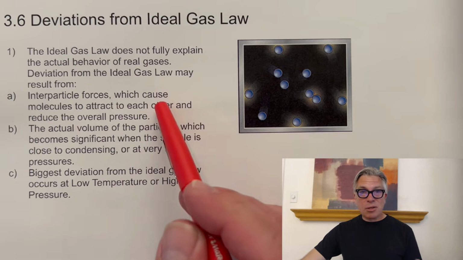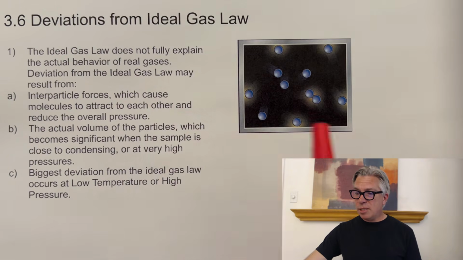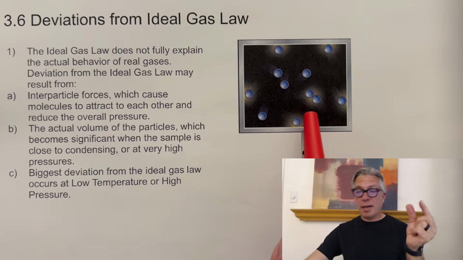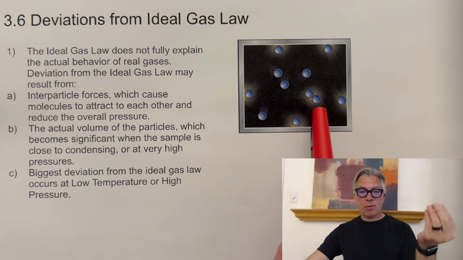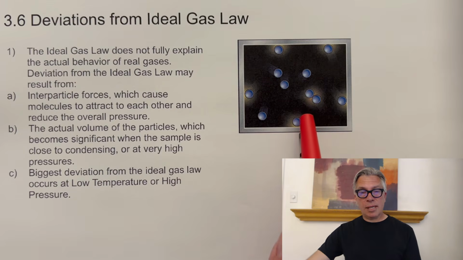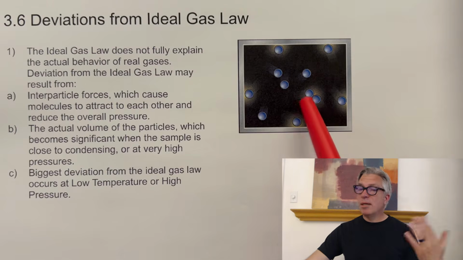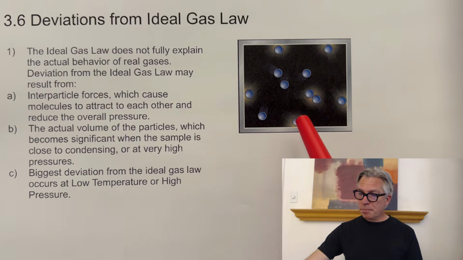They all have interparticle forces. So at any given moment, two particles might be colliding with each other and sticking together for a short time because they're attracted to each other. And that sticking together decreases the number of active gas particles in the sample. The pressure may drop because of that. And the higher the intermolecular force between the gas molecules, the more deviation you're going to get.